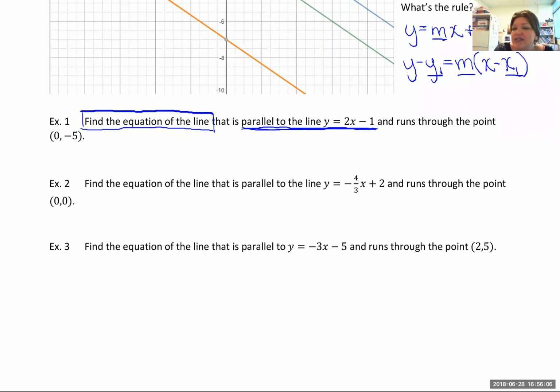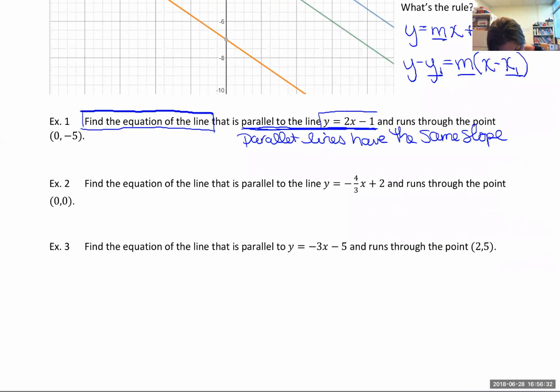And we just discovered something about parallel lines. Two minutes ago, we looked at these parallel lines. They all had something in common. Parallel lines have the same slope. Well, what is the slope of this particular line here? I know since my line is parallel to this line, I can steal this line's slope. So what is this line's slope?